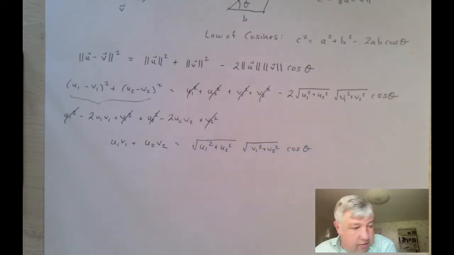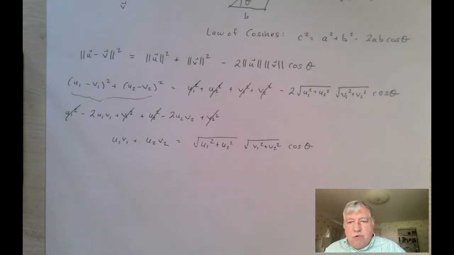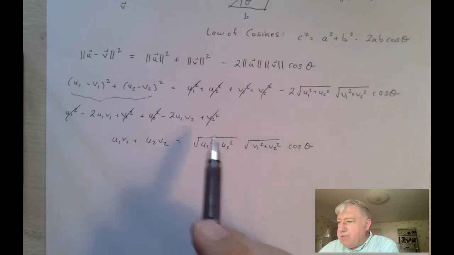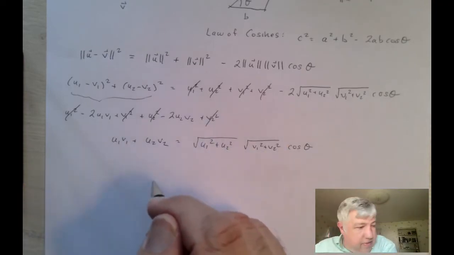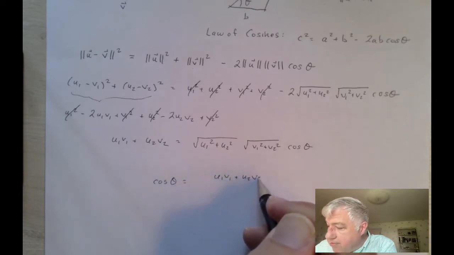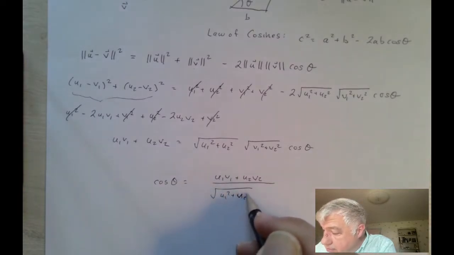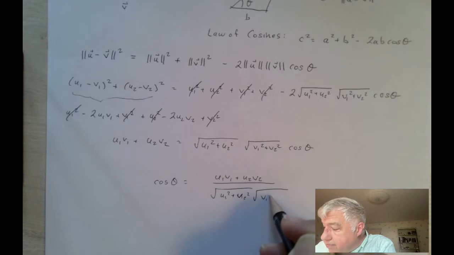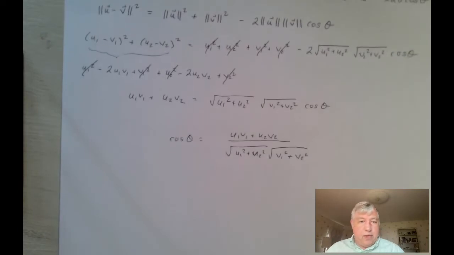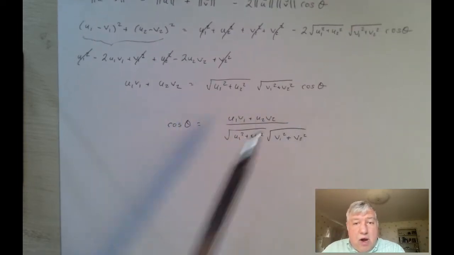times cosine theta. And we don't really have to worry about these being 0. If they're 0, there's really no sense in talking about an angle between them. So we can divide by both of these, and we get that cosine of theta is going to be u1 v1 plus u2 v2 divided by this square root times this square root. And the thing here is that this is completely in terms of our coordinates.